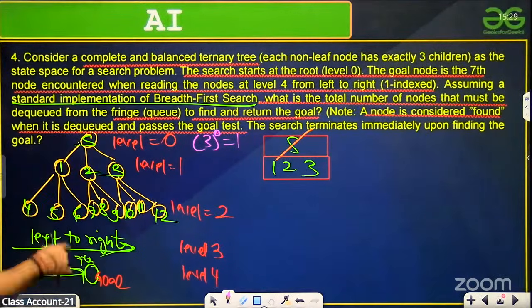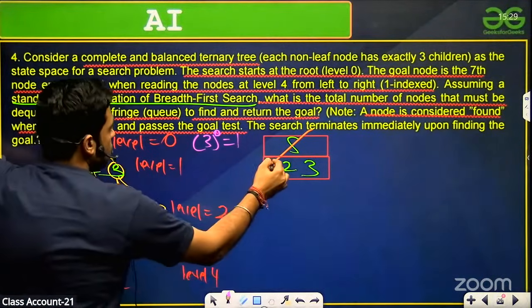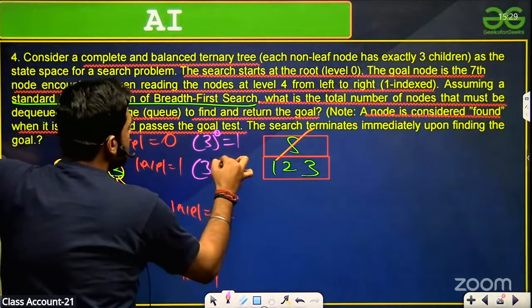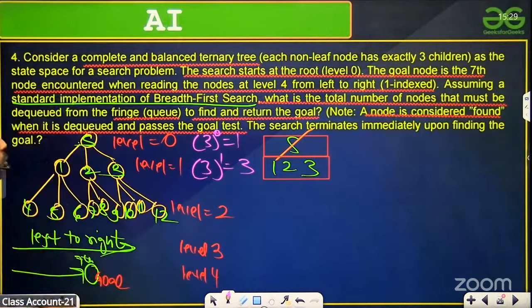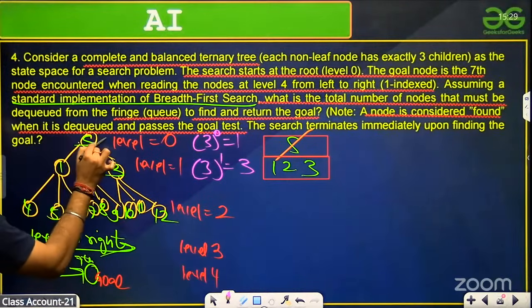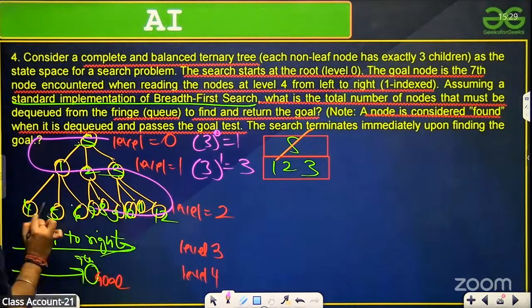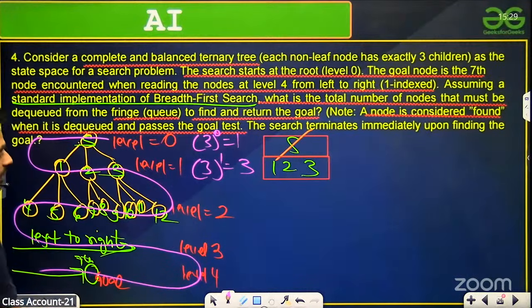At level 1, how many nodes did I explore? 1, 2, and 3. So that means 3 to the power of 1 in total. See how this BFS works. It would be exploring this way: level 0, then level 1, then level 2, then level 3, and then level 4. So every level would be explored. I hope you are getting this.